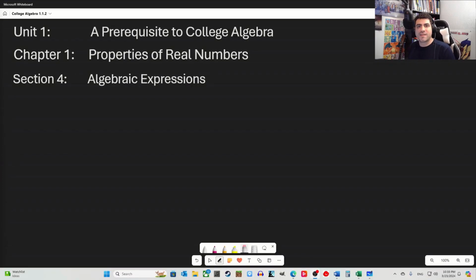This section is kind of like a part 2 to the previous lesson we had, which was order of operations. Algebraic expressions are added into order of operations. It helps make a complete picture of what algebra is. And so with this section, we are going to implement everything we've learned from order of operations into the same section. So, algebraic expressions. What is an algebraic expression?